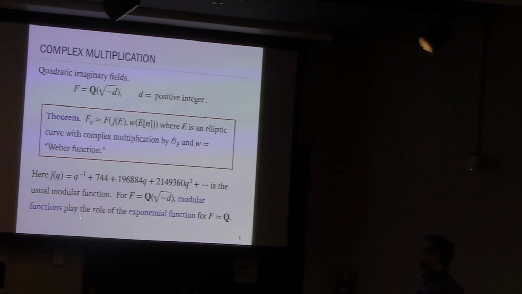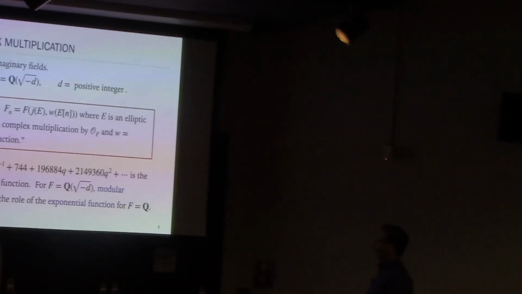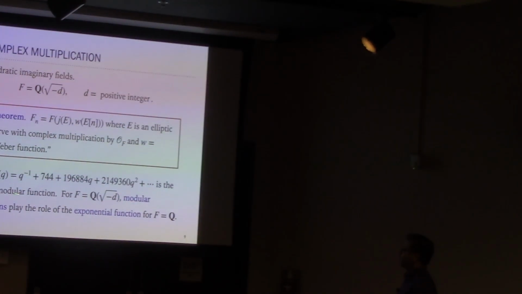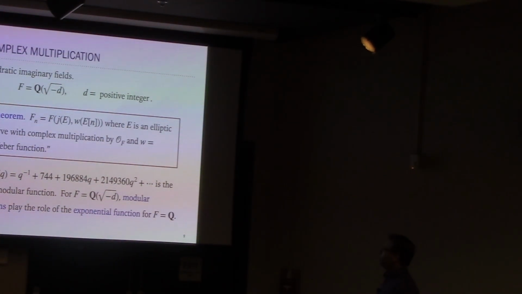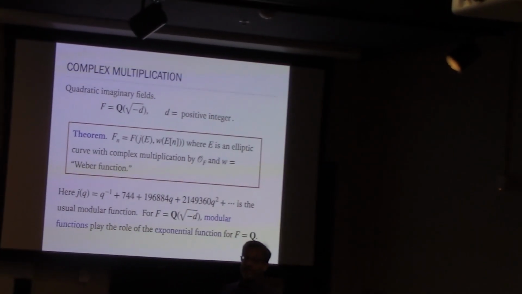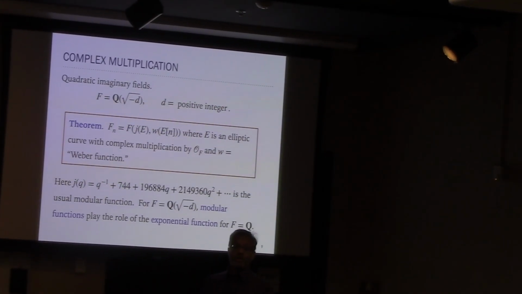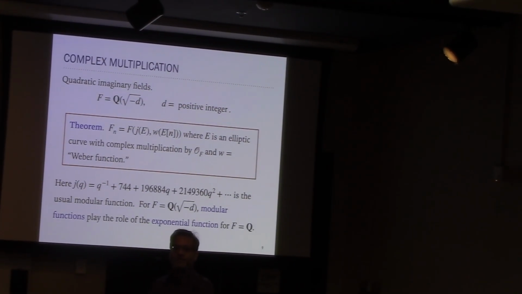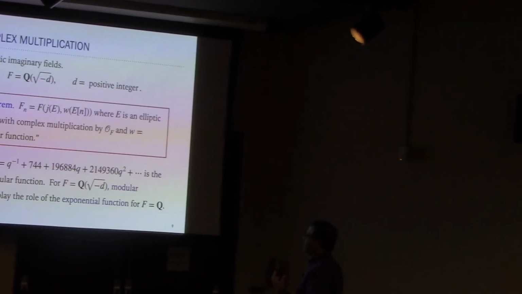And so j here is the modular function on the upper half plane, the usual one. It has this q-expansion. And so what we see is that for quadratic imaginary fields, modular functions, these analytic holomorphic functions on the upper half plane, play the role of the exponential function for Q. Right? So these modular functions are doing what the exponential did. So you're taking these modular functions, and when I say j of E, you can think of this as j of tau for a particular tau in the upper half plane that corresponds to E. So you're plugging in special values of the field.